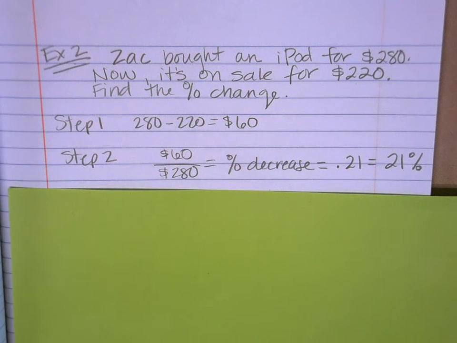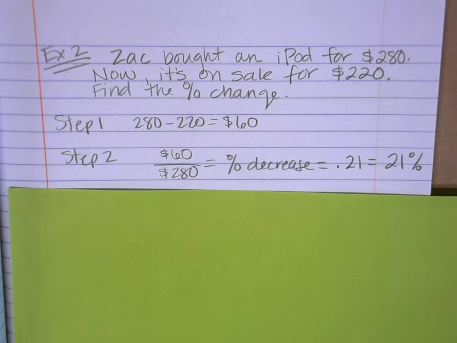What are you dividing? What number are you dividing? Like how in your calculator? 60 divided by 280. So you always put the top number in first to your calculator. Top number. Okay? So far so good? These are easy, right?